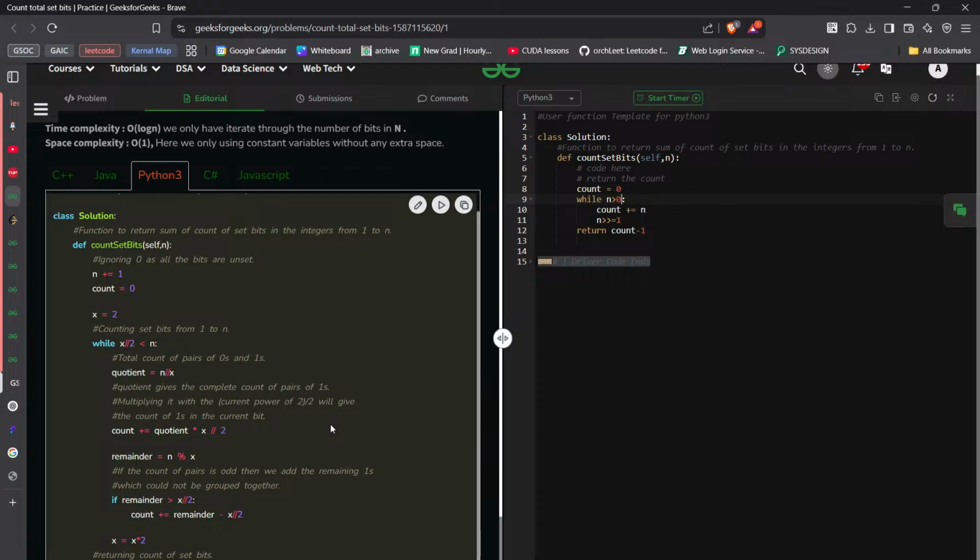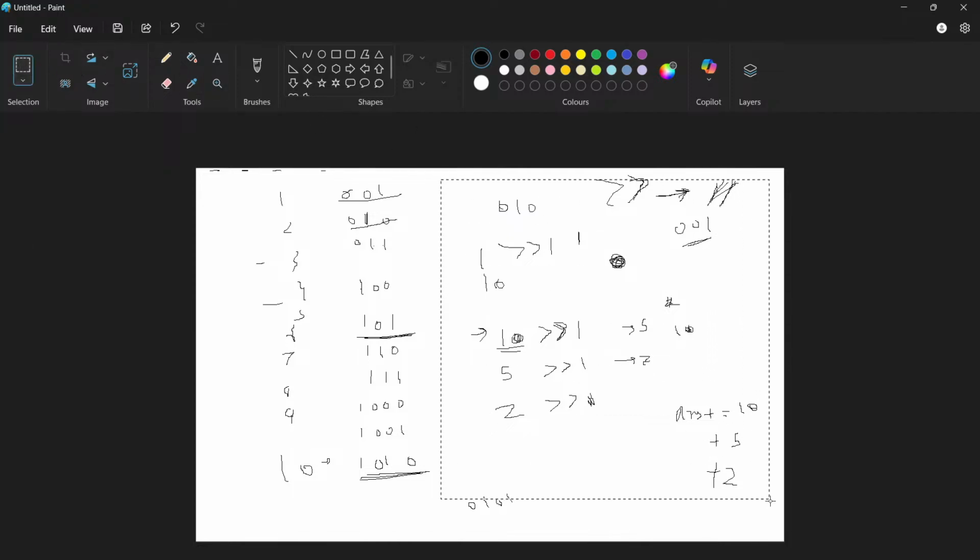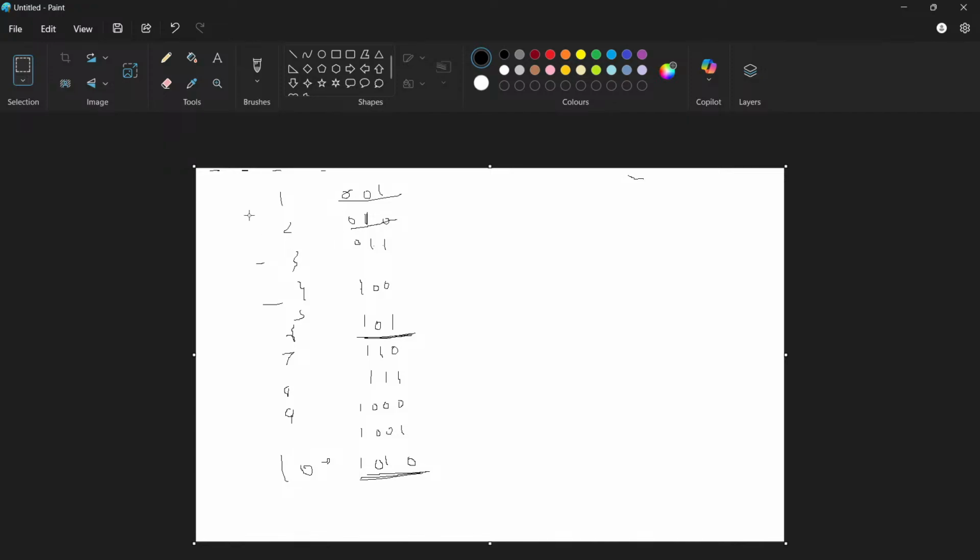If x double divided by 2 is less than n, what is n? x is equal to 2. Okay, this is some serious math. Let's check back to this. What's happening here? Repeating alternate times. So if I'm given a number, say 6, what happens here?